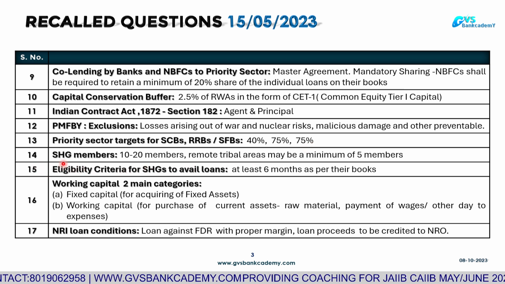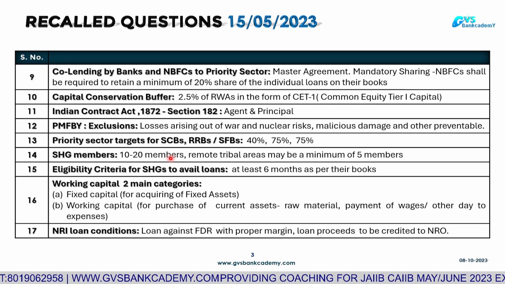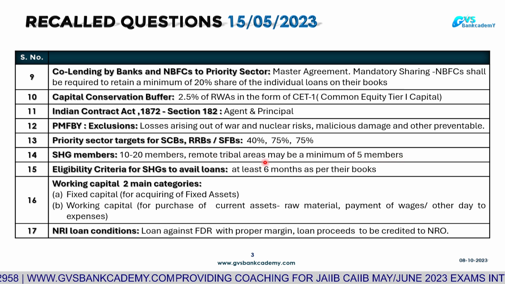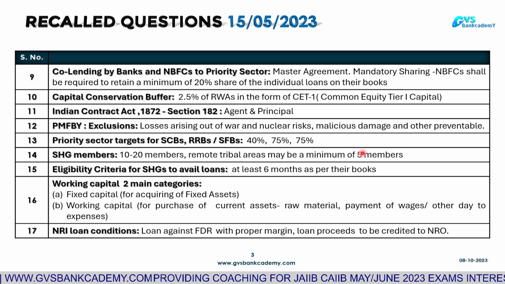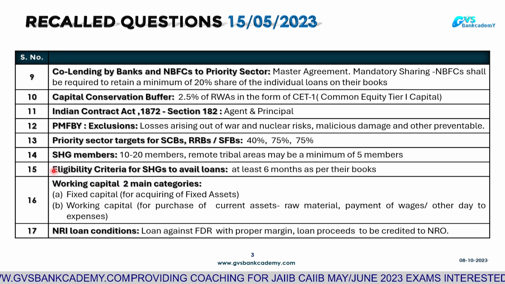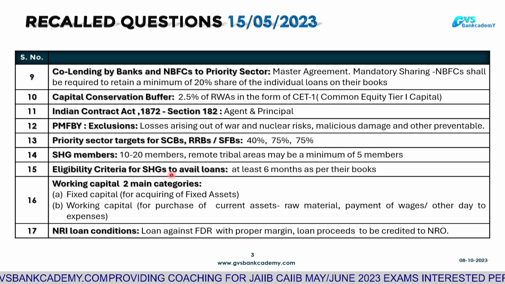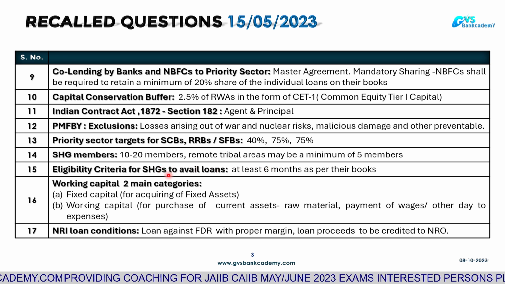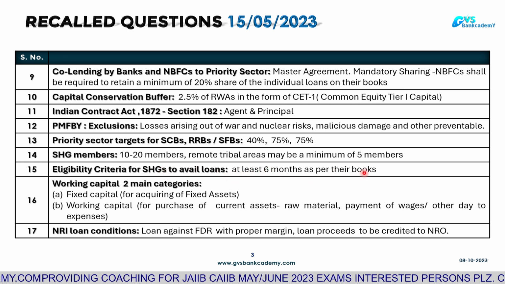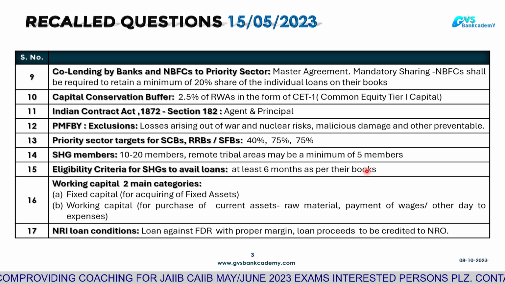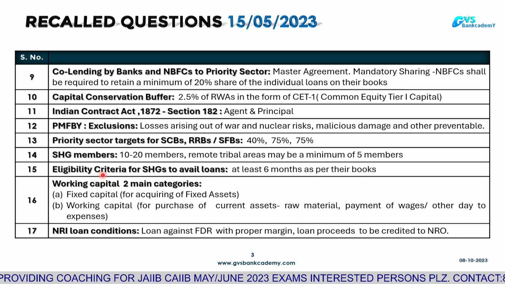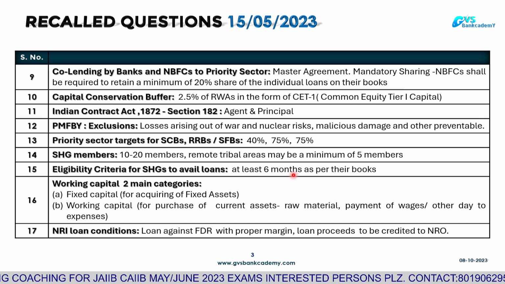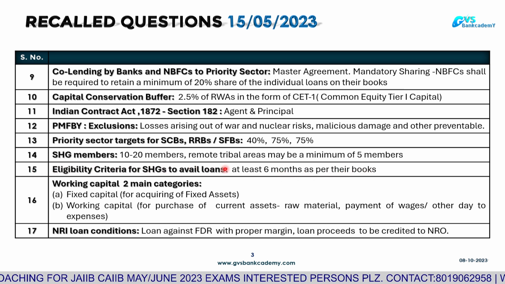Question number 14, SHG members, minimum 10 to 20 members, generally. In remote or difficult areas, minimum 5 members. What is the main eligibility criteria for getting loans by SHG? After formation of the group, they have to maintain books for 6 months. As per the books of accounts, the SHG should be in existence for at least 6 months. This is the main condition for availing loans.